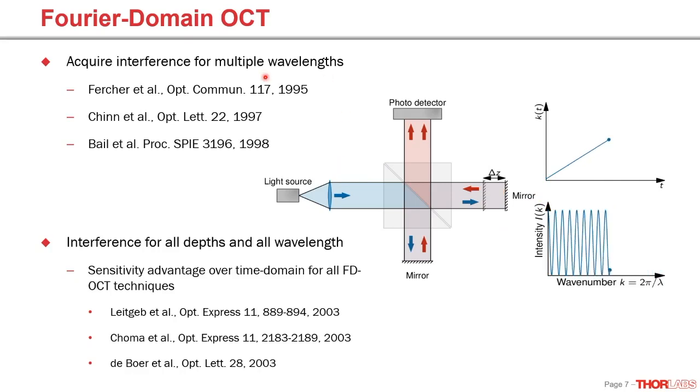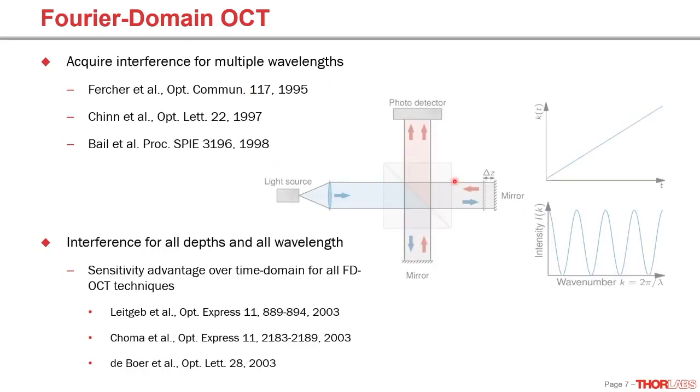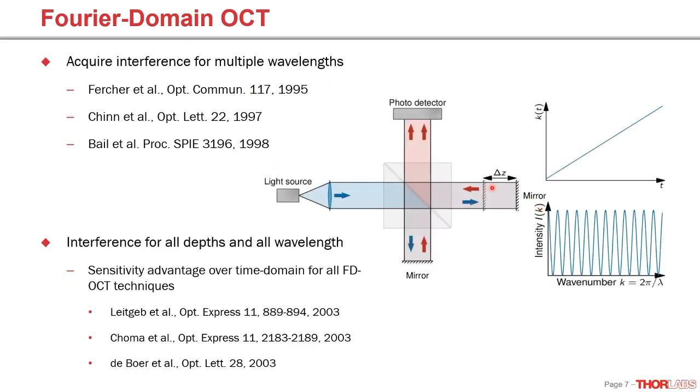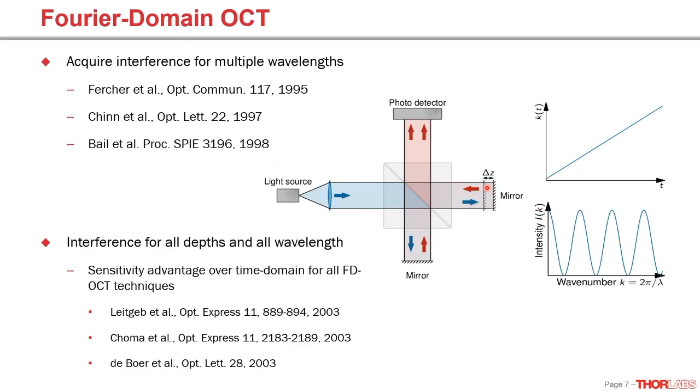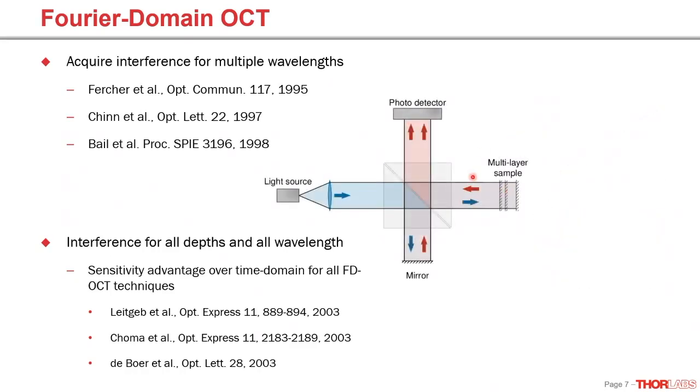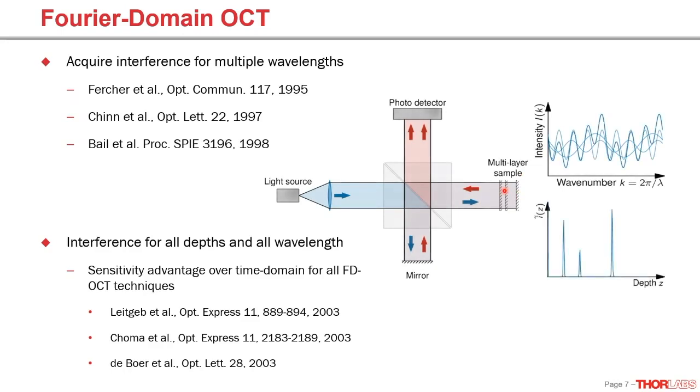And this principle was observed by several research groups in the 1990s. What they found out is that it's true for all other possible wavelength differences, but you can also combine this. You can have a multi-layered sample, with a reflection from the first layer making an interference signal, one from the second layer and one from the third layer. What you will actually observe is a superposition of these, and you can do a frequency analysis to get back the depth information.